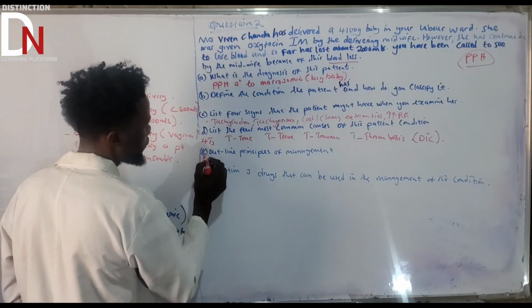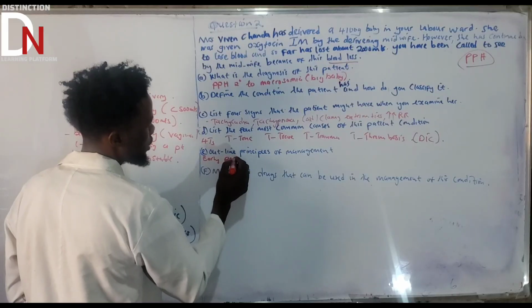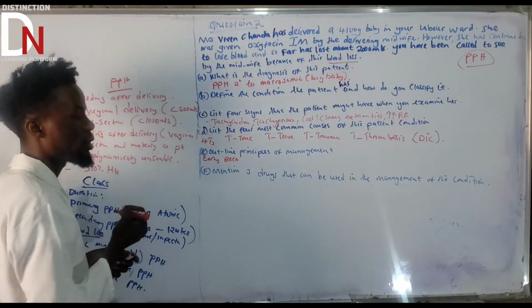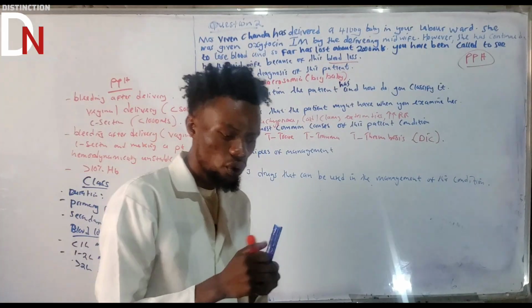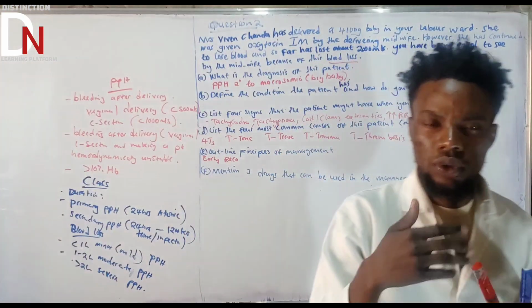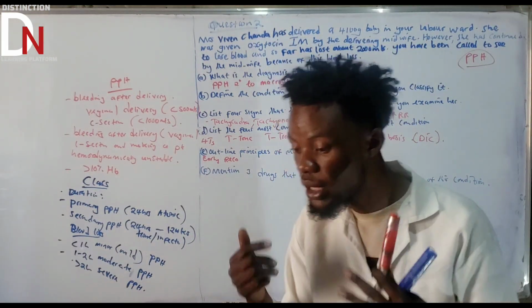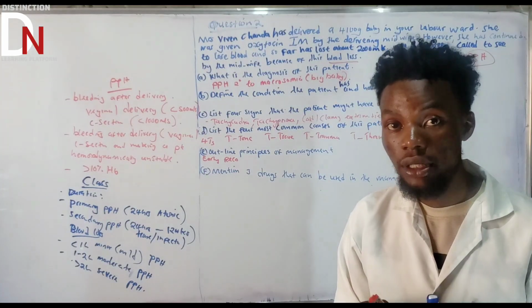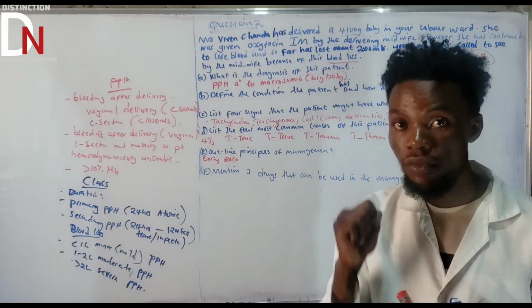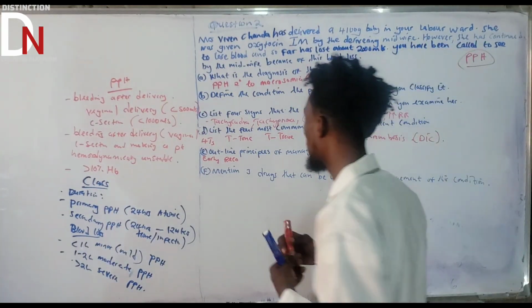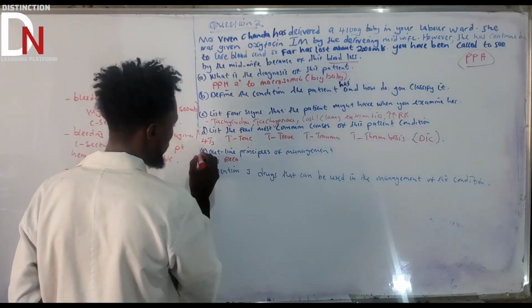Early recognition, that's the first principle that you need to do. So in the moment you just see blood, you need to recognize that this is PPH. Otherwise, if you don't recognize it early, the patient can die. So early recognition, one of the important principles. Okay, what else? So this is the first one.